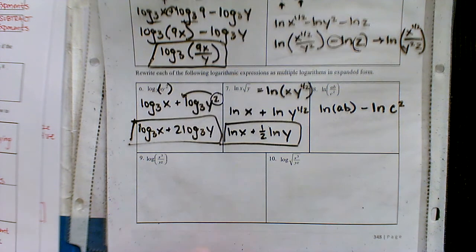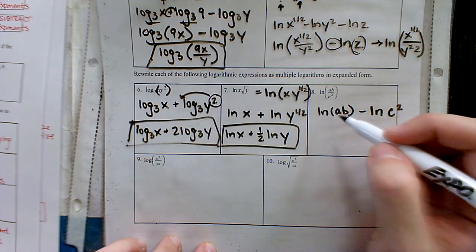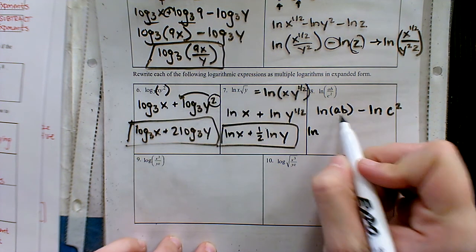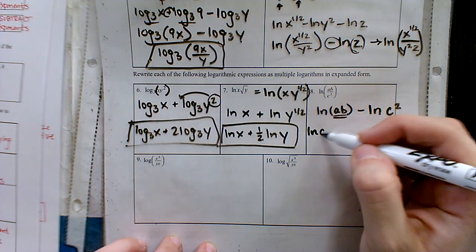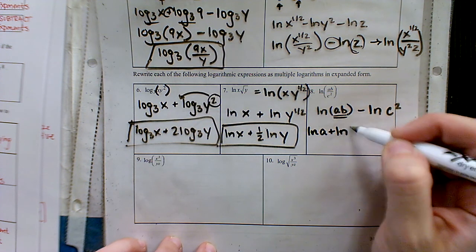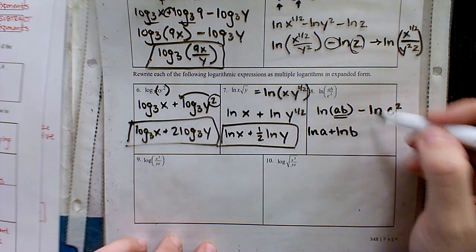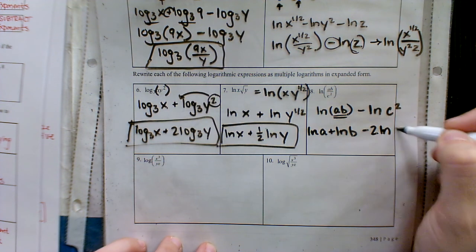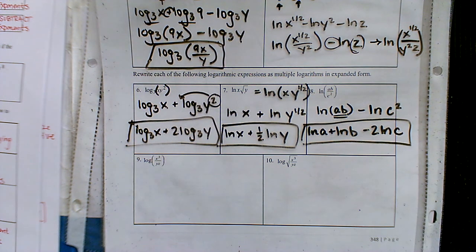All right, any other properties we can use? Can you keep going, Hadley? There we go. Since this argument is being multiplied on the inside, we can break that up with addition. Anything else we can do while we're on a roll? Kick the 2 out front. All right, there's our expanded logarithm.